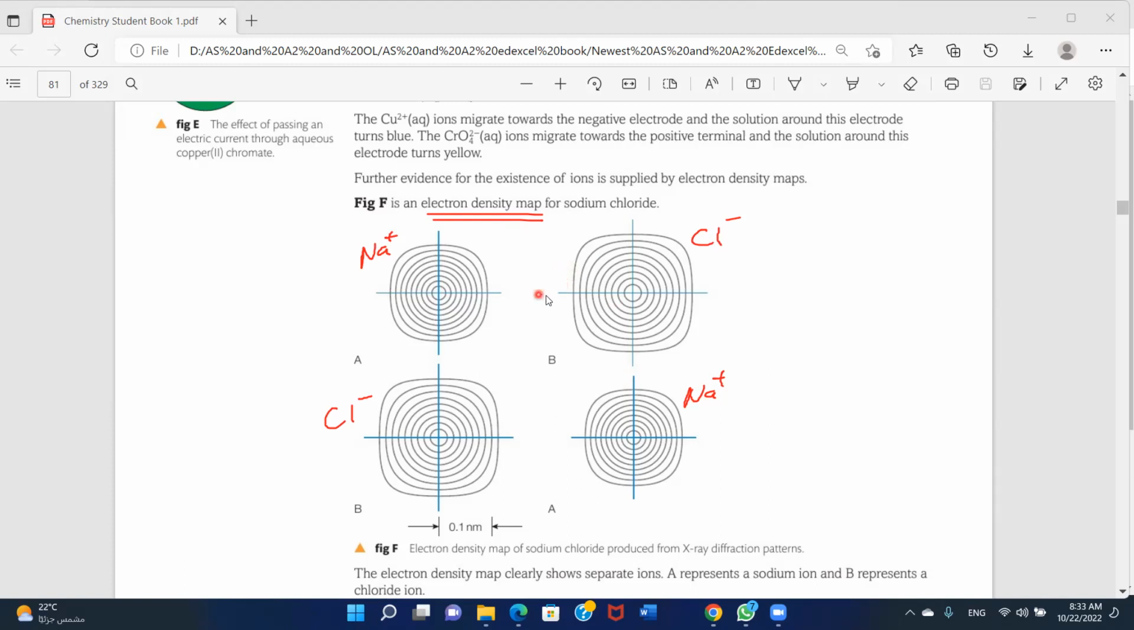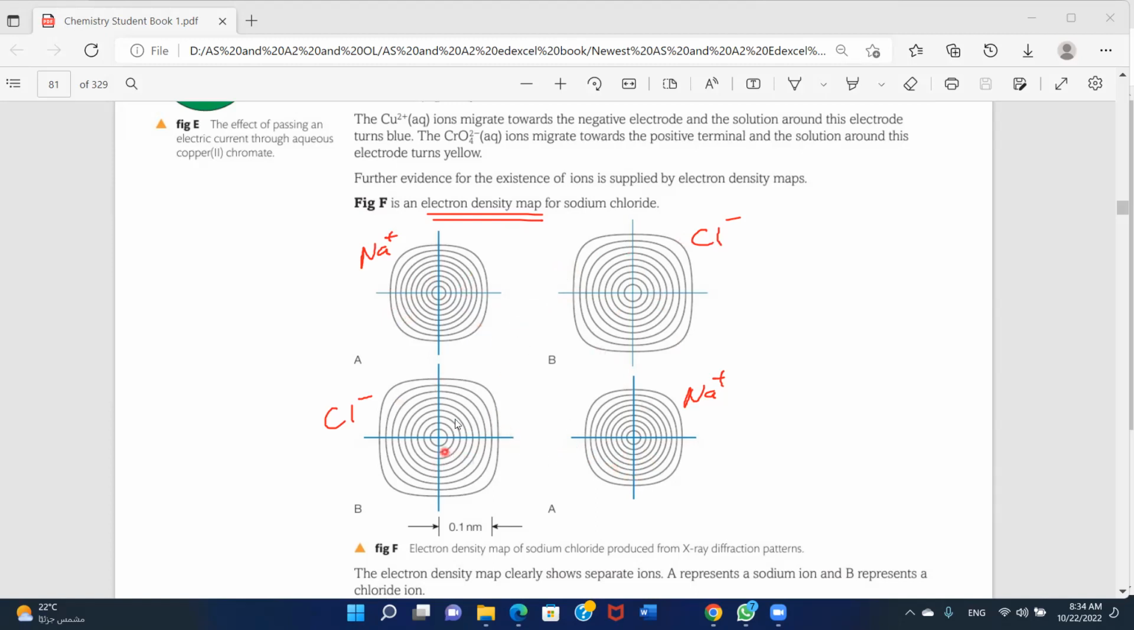Sometimes they will ask you to draw electron density maps in the exam, or sometimes they bring it to you in the form of multiple choice questions. For ionic, they are separated because, as I told you, in covalent compounds, we will see that they merge together. So they have a different structure, and they should be separated. And we draw the negative ions greater than the positive.